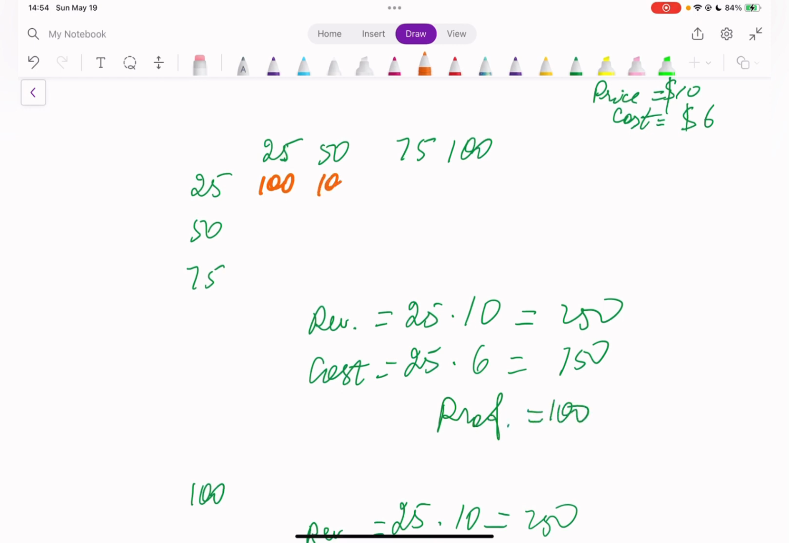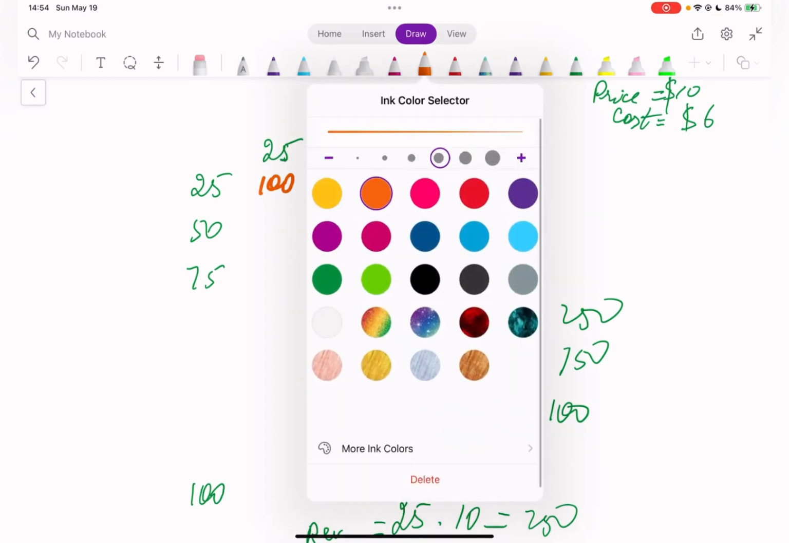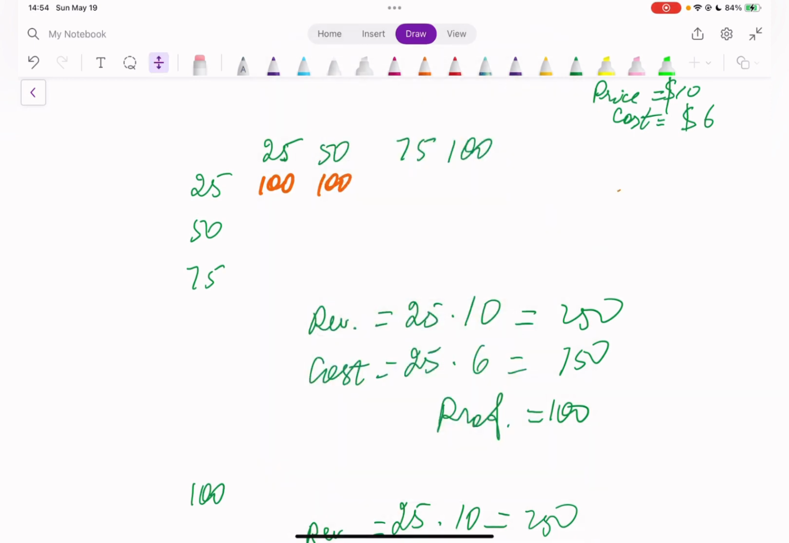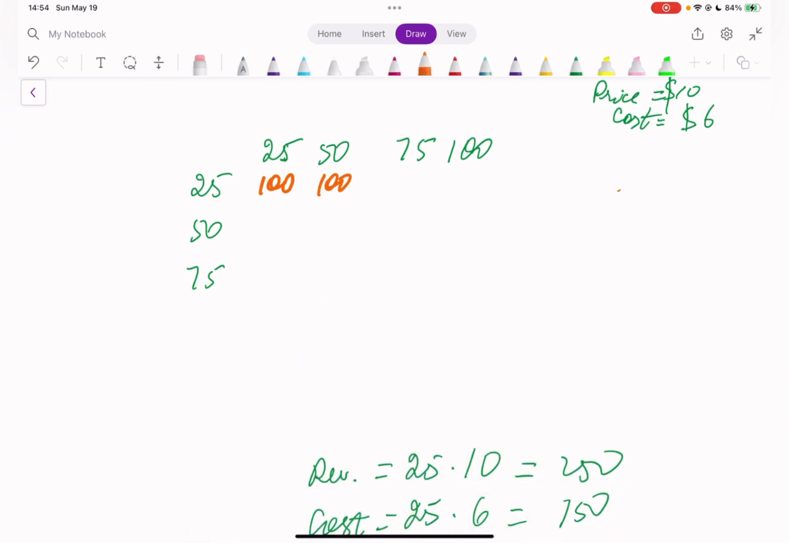Okay, let me make it less thick. And next, 75. Although demand is 75, we are going to deal with 25 again, right? So it's going to be the same result, profit of 100 here. And when it has 100, it doesn't matter. The profit is still going to be 100 because we can provide only 25.